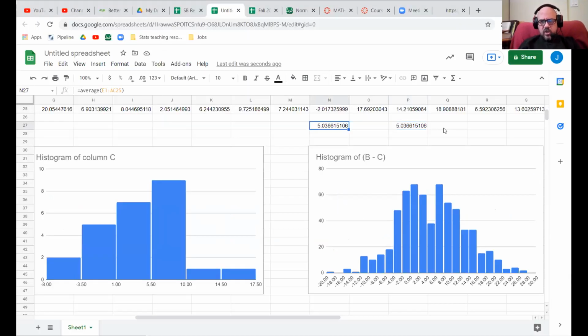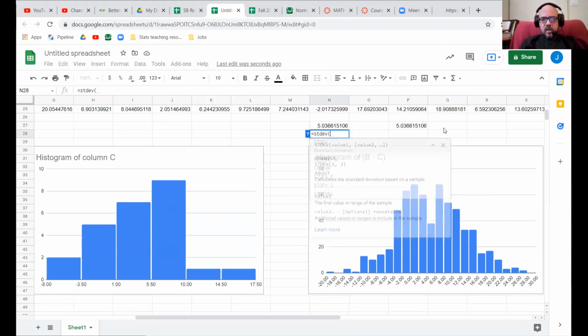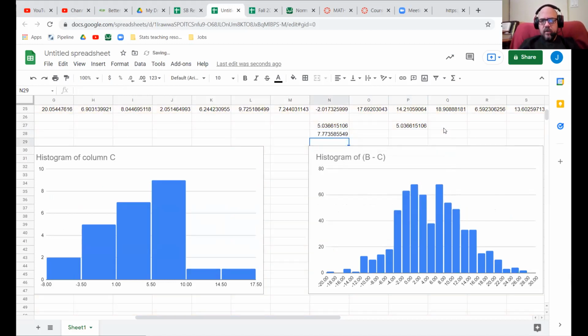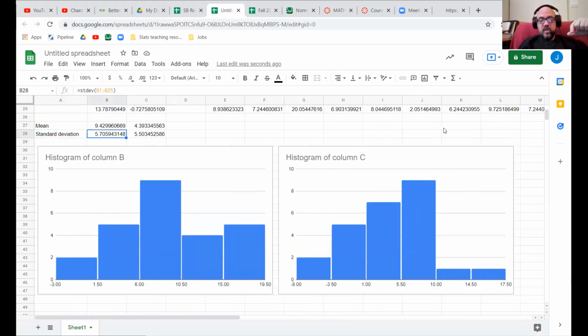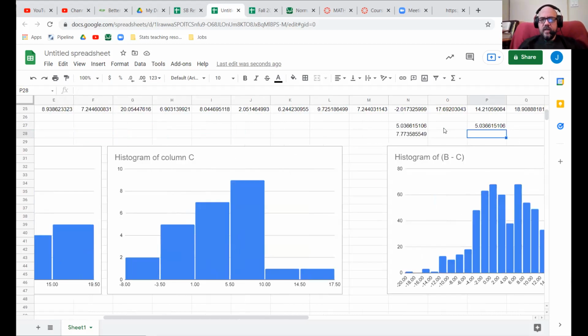So the standard deviation, if I do dV of, oops, I forgot the equal sign, equals dV of E1 through AC25, right? So the overall standard deviation, notice that's higher than either of these individual ones. These individual ones, the population standard deviations were 5, but these were 5.7 and 5.5. And when I subtracted them and got the differences, the standard deviation turns out to be bigger. I'll explain that in just a second, but it is.